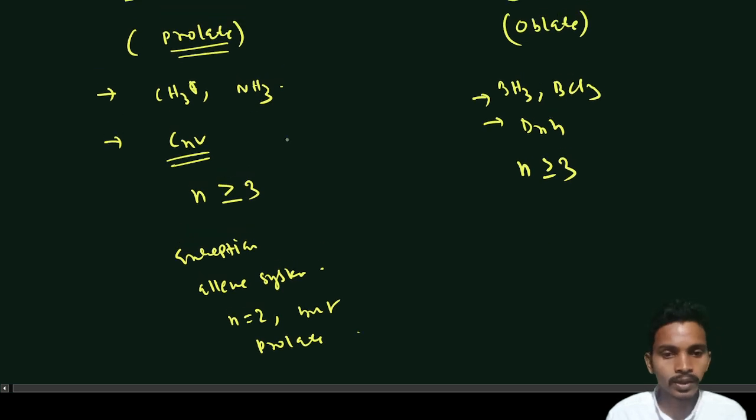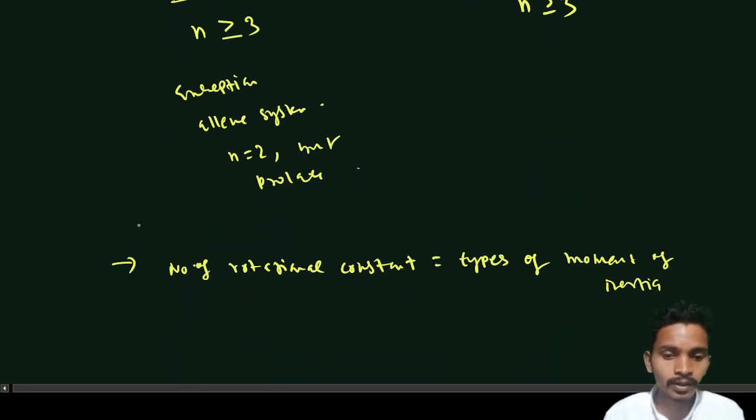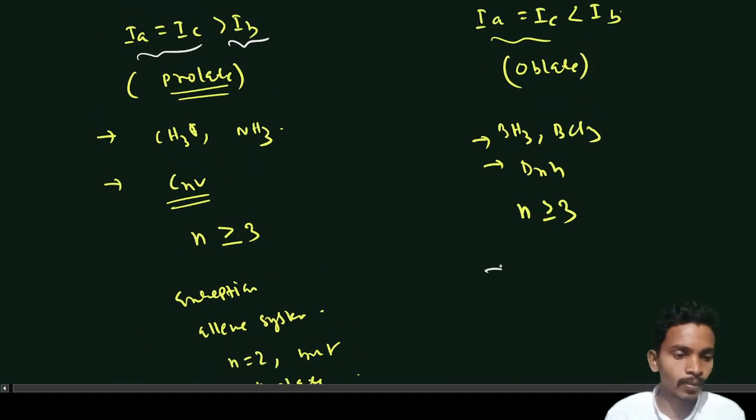So here we see that this is one type of moment of inertia, and this is another type of moment of inertia. So you will get two types of moment of inertia, two types of rotational constant. So you can say that two rotational constants you will get, and here also two rotational constants.